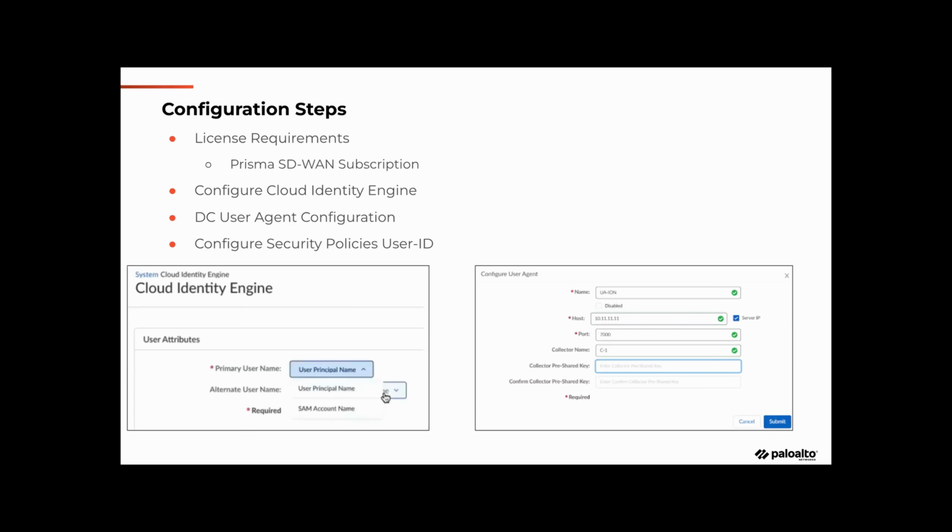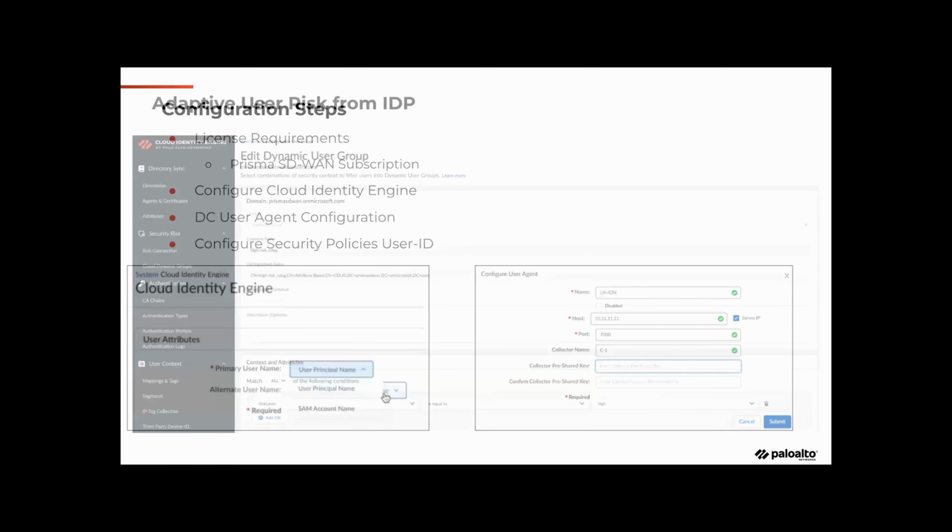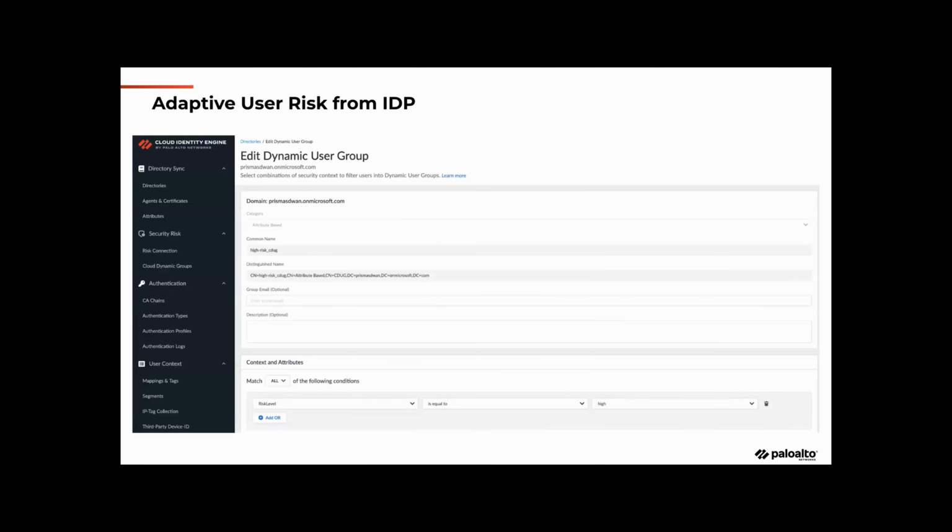Now, before we get there, another piece that we've released that's relatively new is the concept of adaptive user risk from an IDP. Inside CIE, when you connect to Azure or Okta or any IDP, you're learning the user and group information for your organization. But we have another thing called a dynamic user group, otherwise known as CDUG, that CIE can create. In this case, you see something called a high risk CDUG.